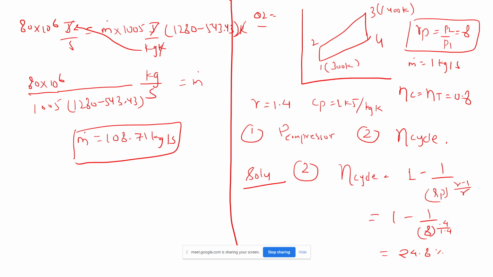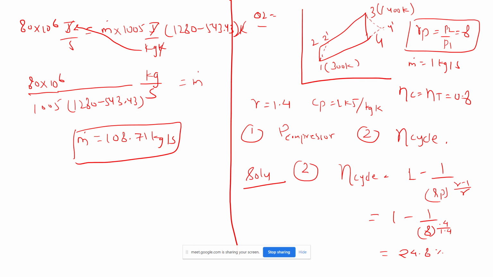Now we'll discuss the first part, that is the power required by the compressor. Because here in the question they have mentioned the isentropic efficiency of the compressor and the turbine, so the cycle will change like this, as we have previously discussed. Which is the compressor part in this cycle, 1 to 2 or 3 or 4? 1 to 4.